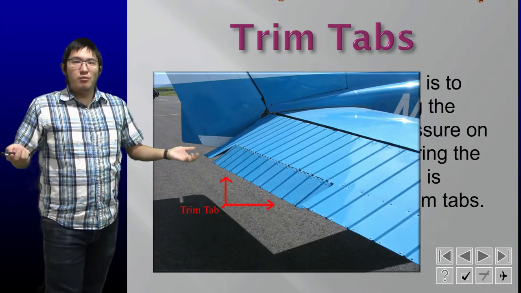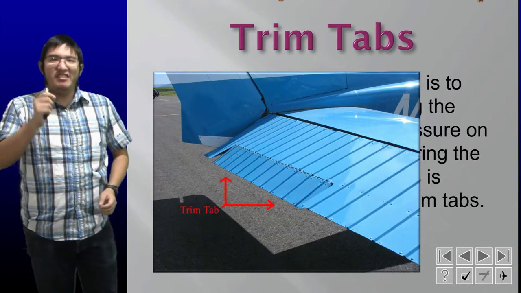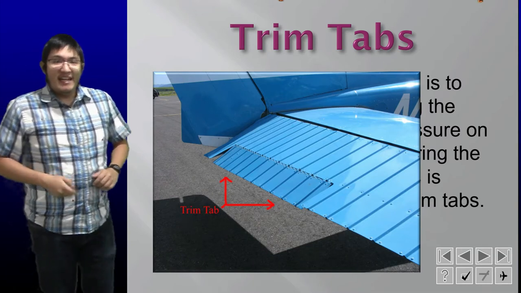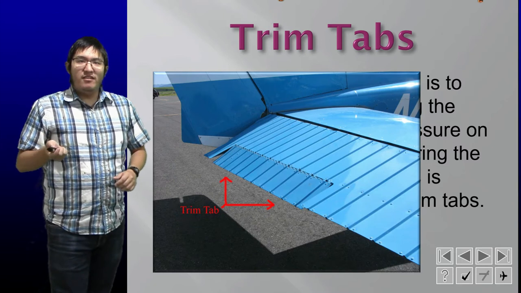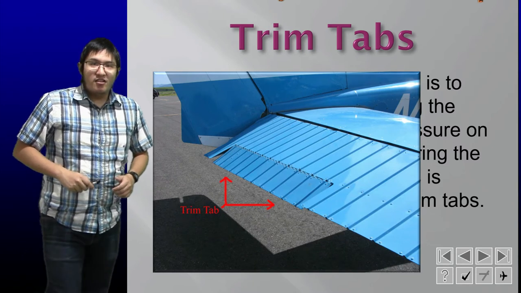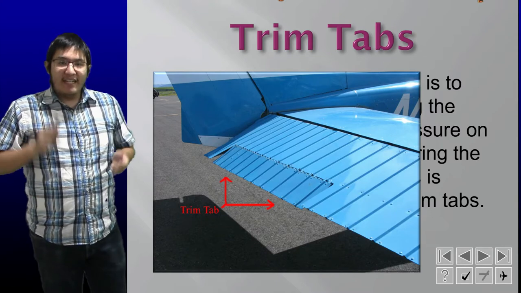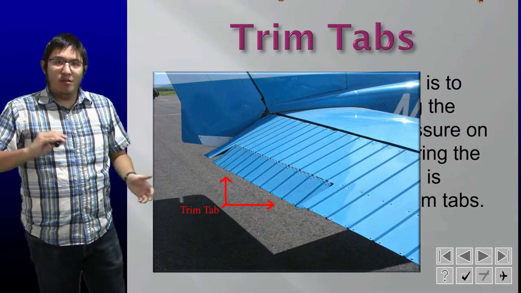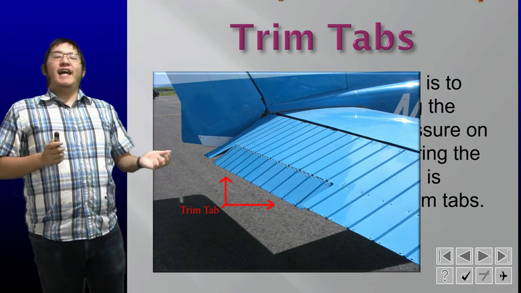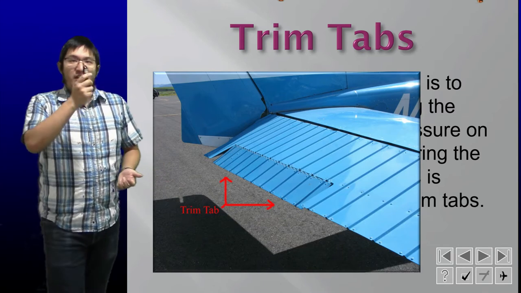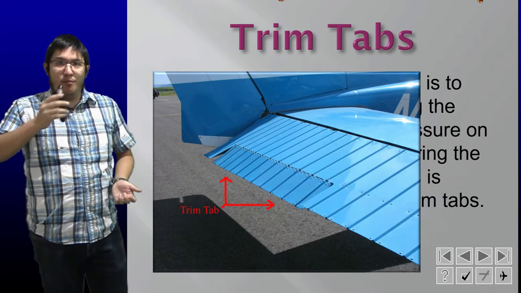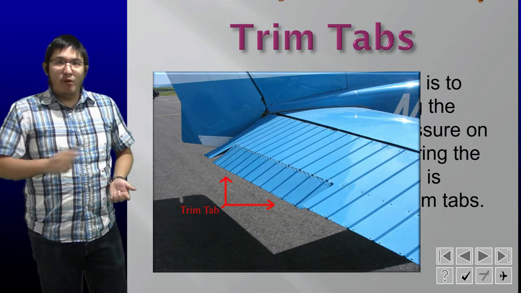So how this actually works, there's kind of like a little teeny elevator attached to the big elevator itself. And the trim tabs will tend to point in the opposite direction that the elevator does. So if you trim so that the elevator points up, and that will be a nose-high attitude, then the trim tab will be pointing down. And vice versa, if you're trimmed so that the elevator points down, the trim tab will be pointing up.